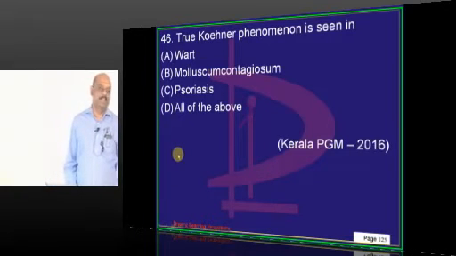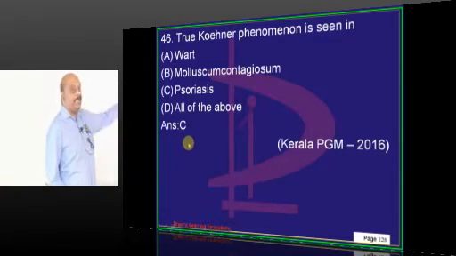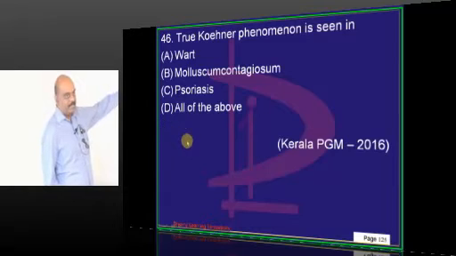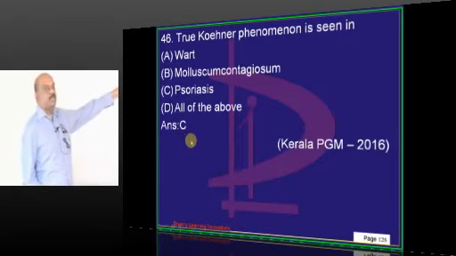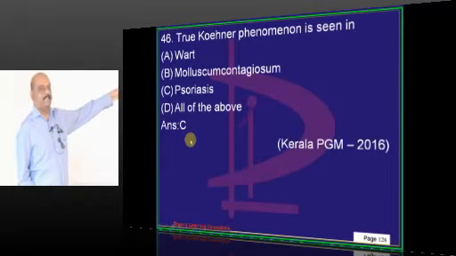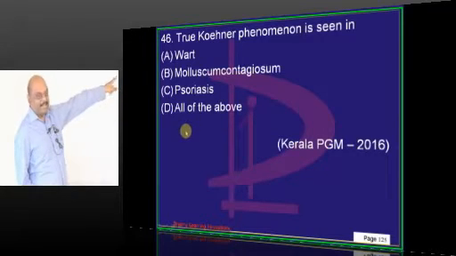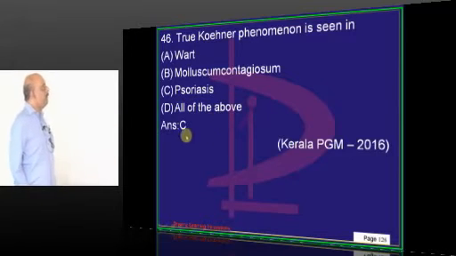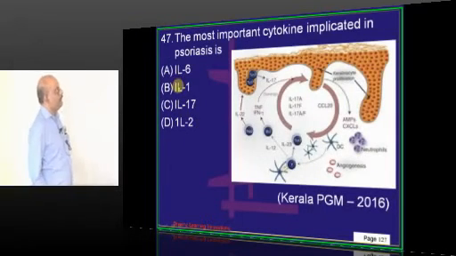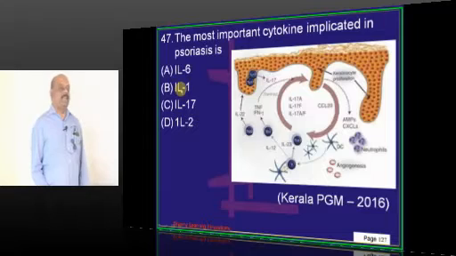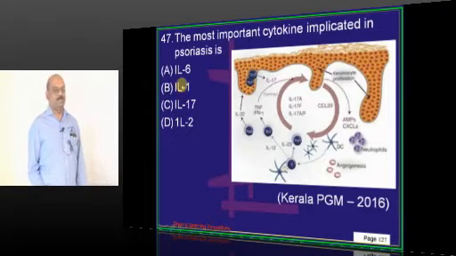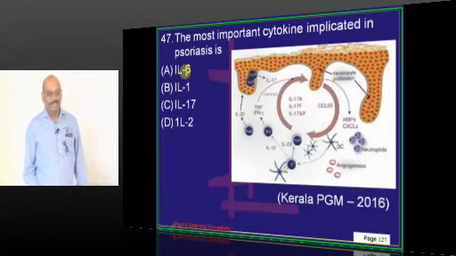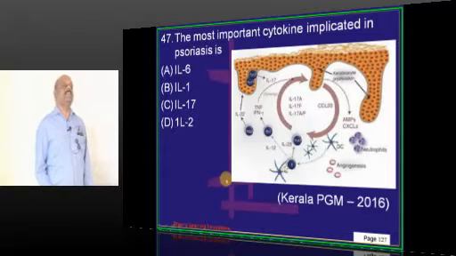So what is the Koebner phenomenon? Psoriasis. Right? Cheapest question. Put every one in illogical. Only brilliant students of a top medical college will answer. But I am talking about the general common public. So they can't answer that earlier ASA question. True Koebner phenomenon, psoriasis. In psoriasis, which interleukin? Who knows? I don't want to know. It is interleukin 17. Put it in illogical.